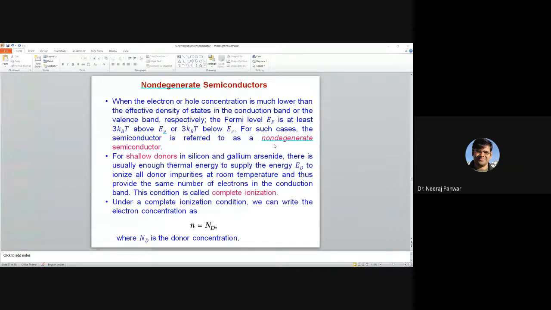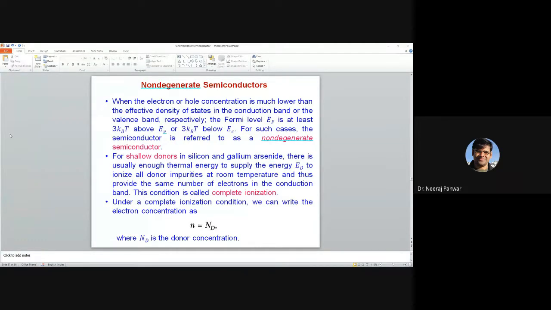There the concentration of donors or acceptors is not so high that their wave functions will start overlapping with each other. They are lying very far from each other. There will not be any interaction between the donor or acceptor levels among themselves. That's why they are known as non-degenerate semiconductors.